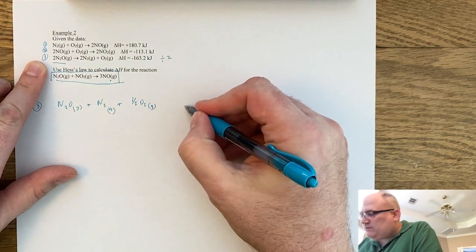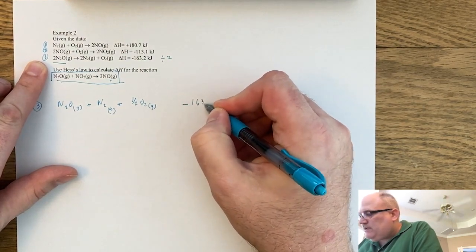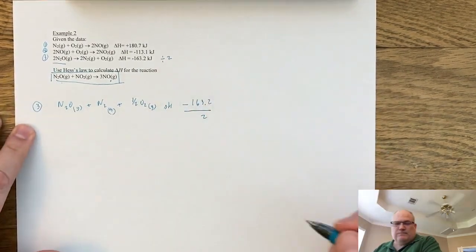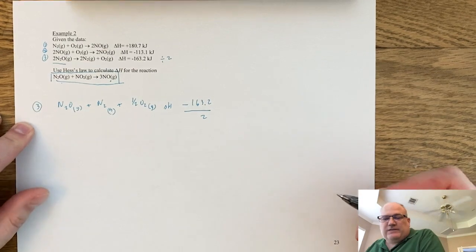So the change in enthalpy for this step is going to be negative 163.2 divided by 2. That's going to be our change in H for this step. So then we move on. We're like, all right, what do we do next?